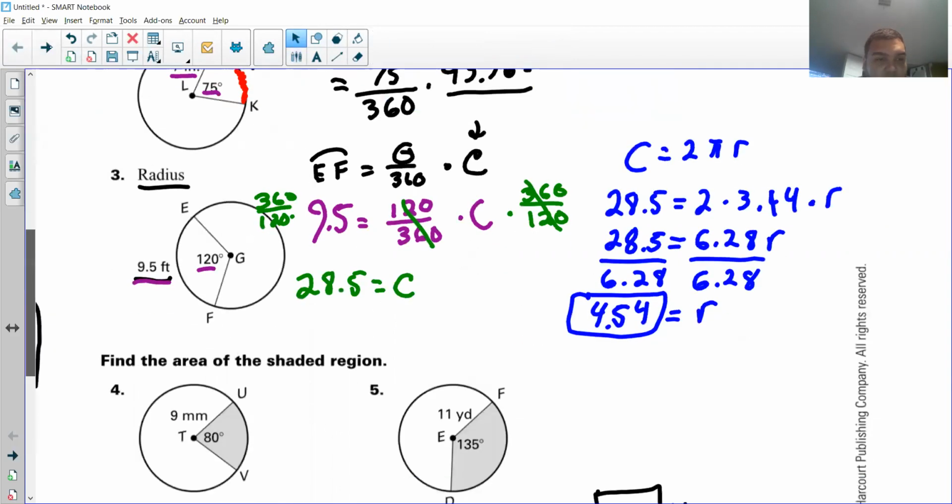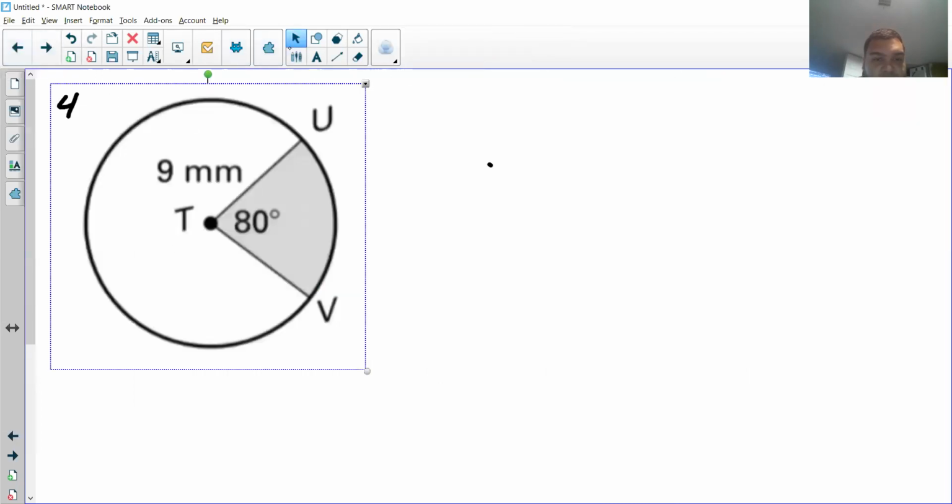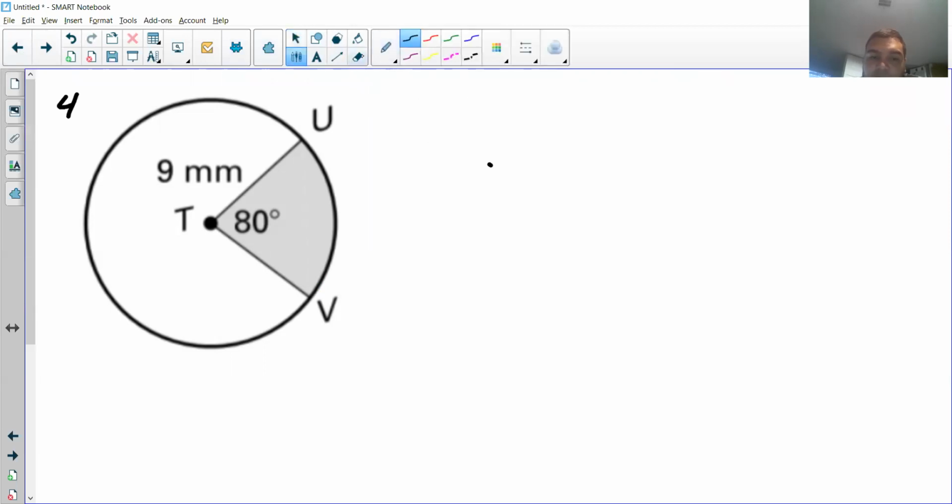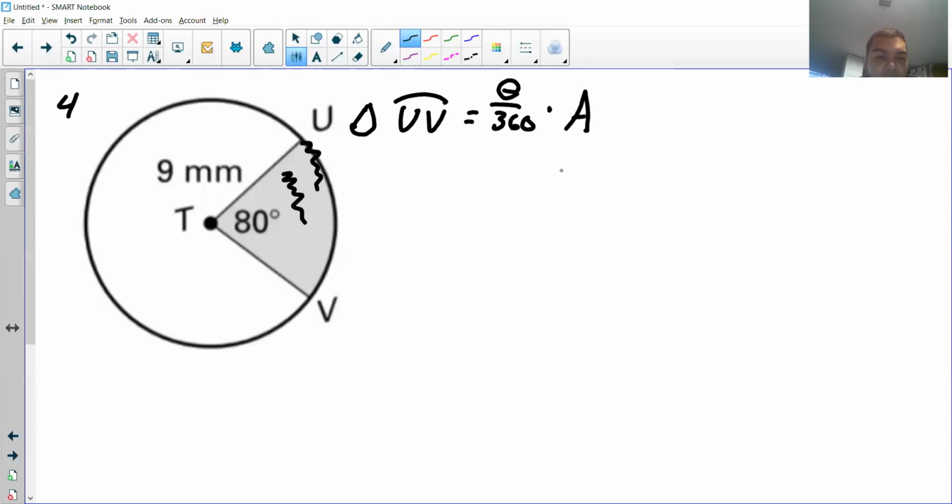Yeah, number 4. We're looking for the shaded region. Typically, you're always looking for the shaded region. Since we're not looking for just the outside, but the area on the inside, we're going to modify our equation a little bit. The arc of UV, or I should say the sector of UV, so we put the little piece of slice, equals theta over 360 times, since we're looking for an area inside the circle, we're going to put in area.